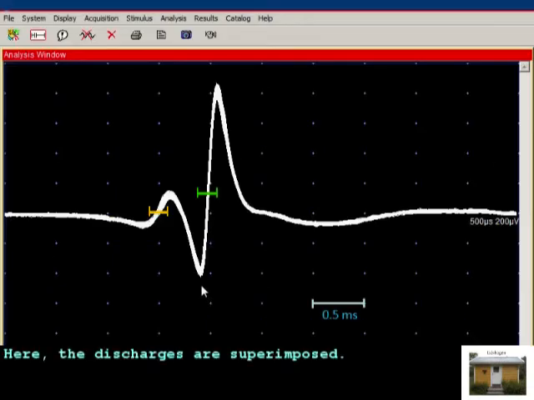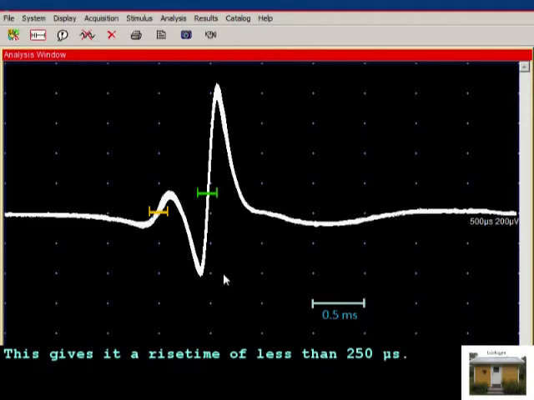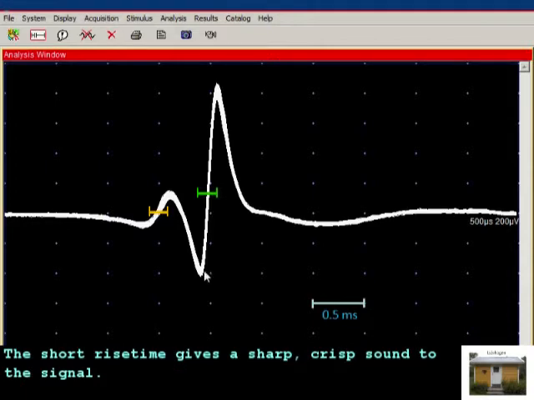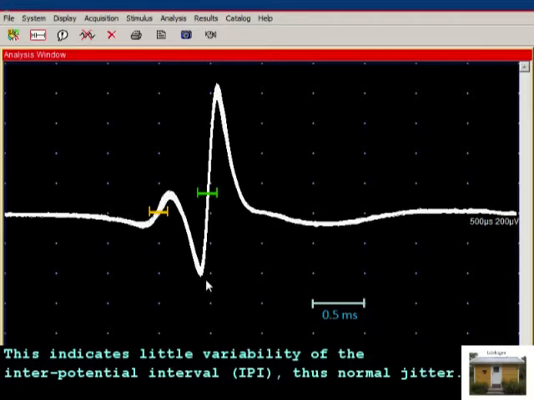Here the discharges are superimposed. The positive and negative peaks of the triggering potential are separated by less than half a division. This gives it a rise time of less than 250 microseconds. The short rise time gives a sharp, crisp sound to the signal. The sound of the potentials was relatively constant throughout this epoch. This indicates little variability of the interpotential interval, thus normal jitter.